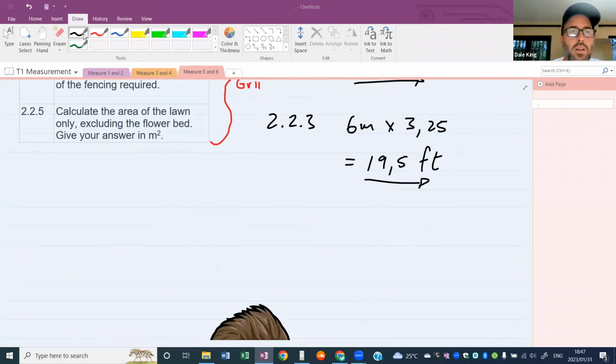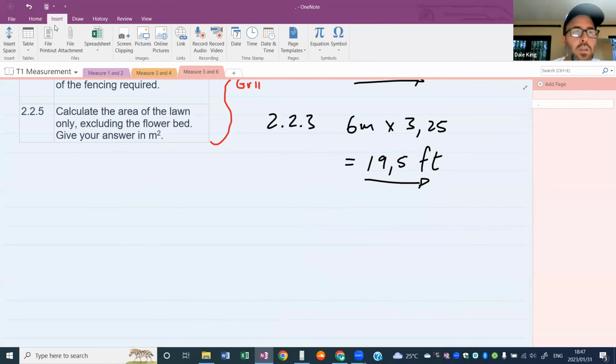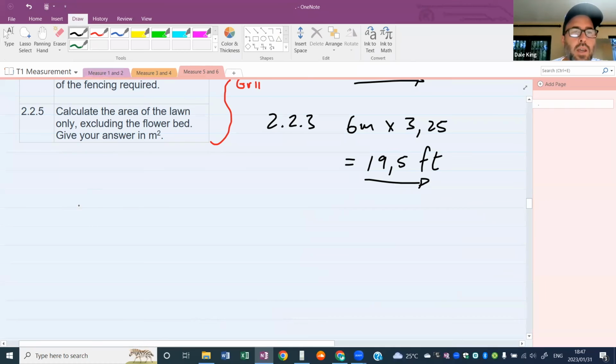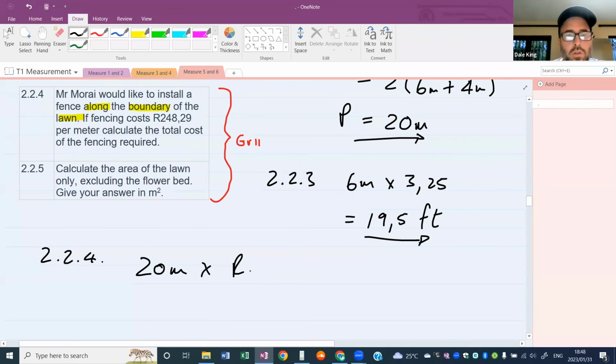So a simple calculation would be, let me make some space. Take every meter. How many of them do I have? I've got 20 of them. Each one of those costs, let me go to my question, 248 Rand 29.